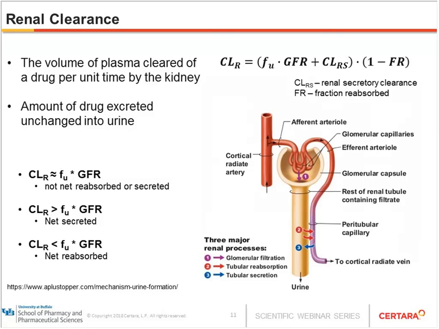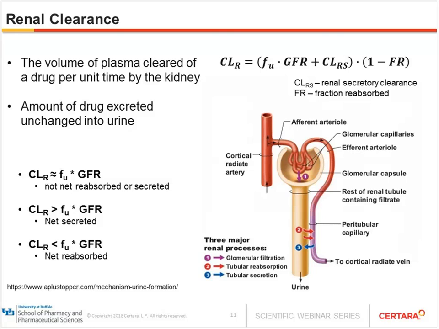I want to talk a little bit more about renal clearance and the components that contribute to renal clearance because renal clearance is the major endpoint of interest for the talk today. So renal clearance is defined as the volume of plasma cleared of a drug per unit time by the kidney. More specifically today, we'll be talking about amount of drug excreted unchanged into the urine.